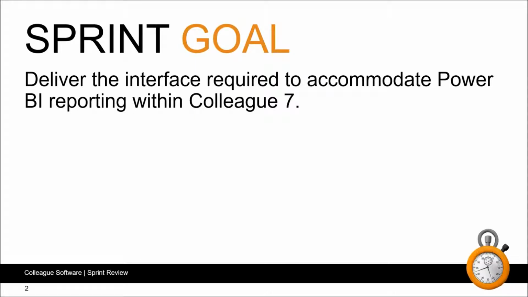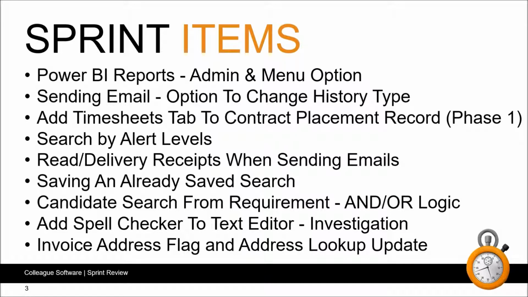Our sprint goal for this sprint has been to deliver the interface required to accommodate Power BI reporting within Colleague 7. Looking at the high-level items and to explain further, in this sprint we've been able to establish an interface which allows users to embed Power BI reports within Colleague 7. This includes the implementation of a data warehouse schema which supports faster performance and historical reporting options for Power BI. I'll give a demo on this functionality shortly.